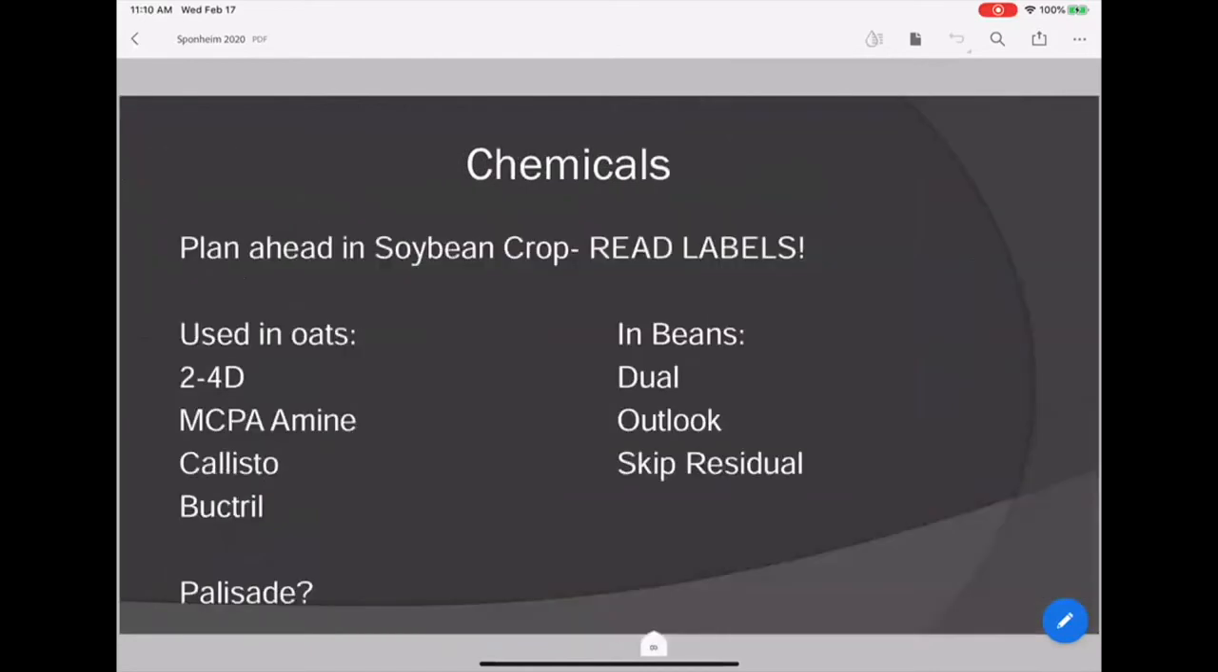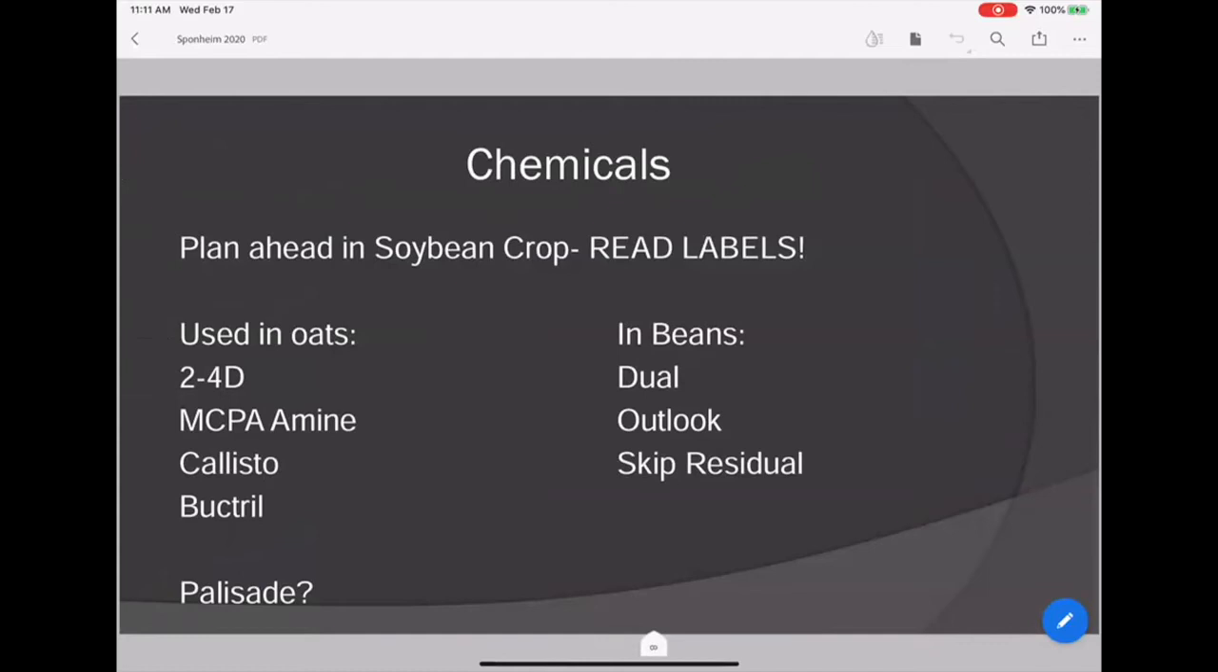These are some of the chemicals that I'm using or have used. In oats, I've used 2,4-D. Yoakum turned me on to one called MCPA amine. I've really liked that one because of its effectiveness on the weeds, and based on what the U of M has done for research, has been the most crop safe, especially for the different growth stages.